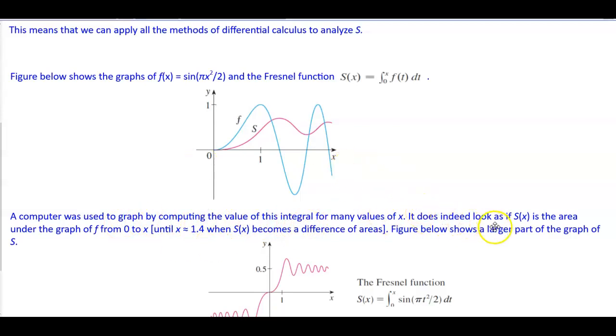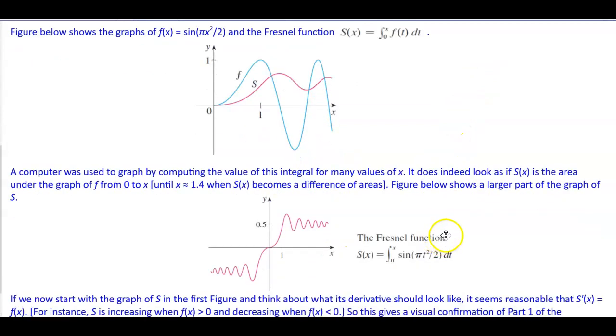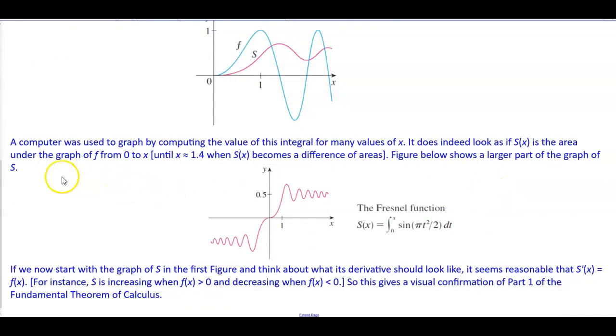It does indeed look as if S of x is the area under the graph of f from 0 to the value of x, until x is approximately 1.4, when S of x becomes a difference of areas. The figure below here shows a larger part of the graph of S. So this represents the Fresnel function.